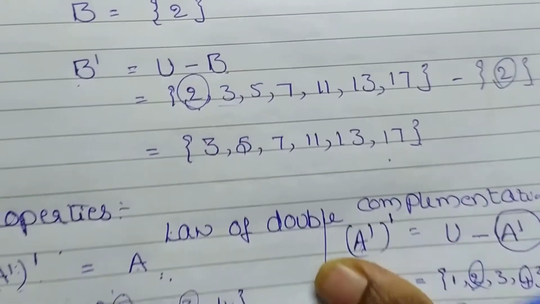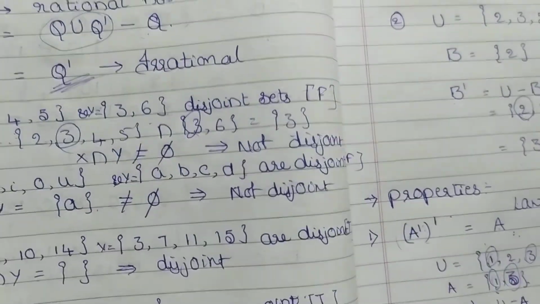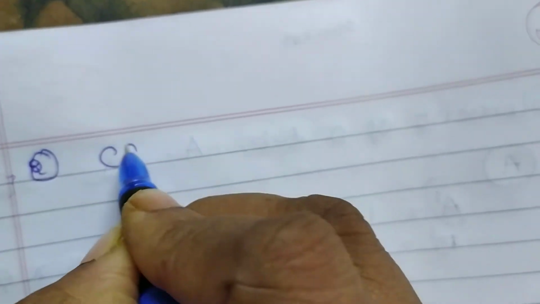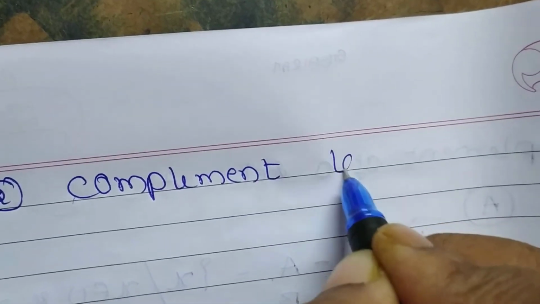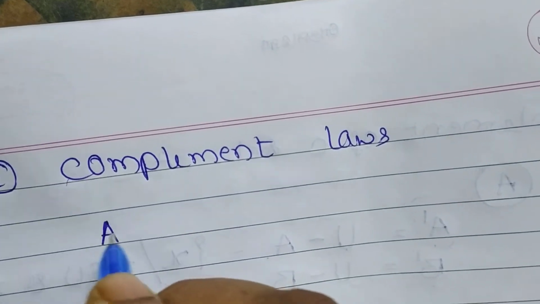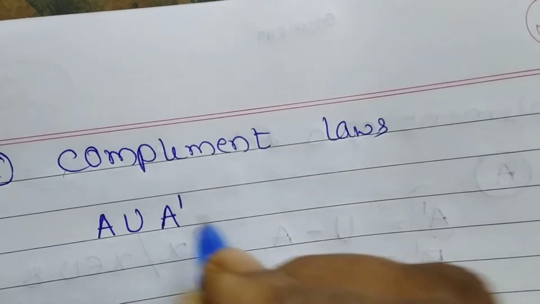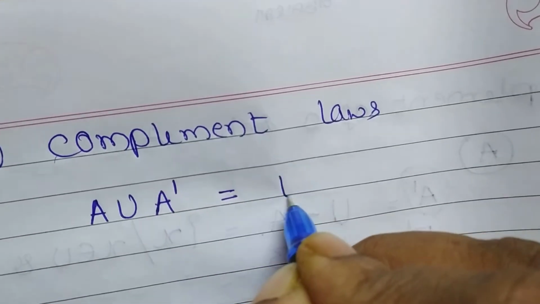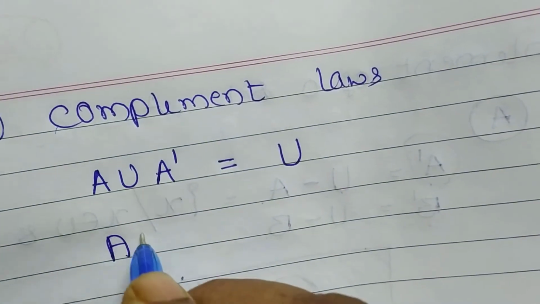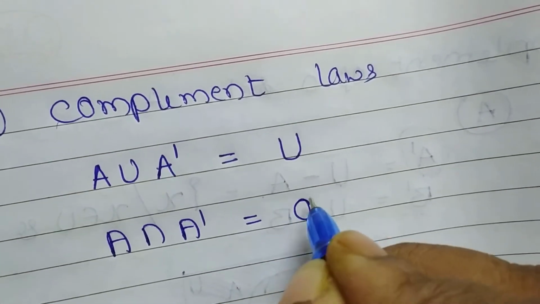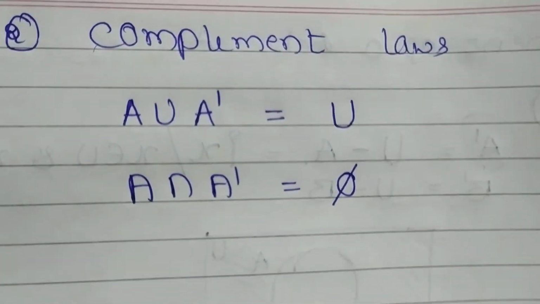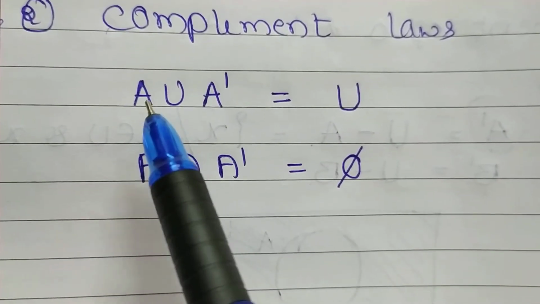Now coming to the second law. Second one. These are the complement laws. What we are going to write. A union A complement will be written as the universal set, and A intersection A complement will be taken as the null set. You take any example, you are going to get the same thing.